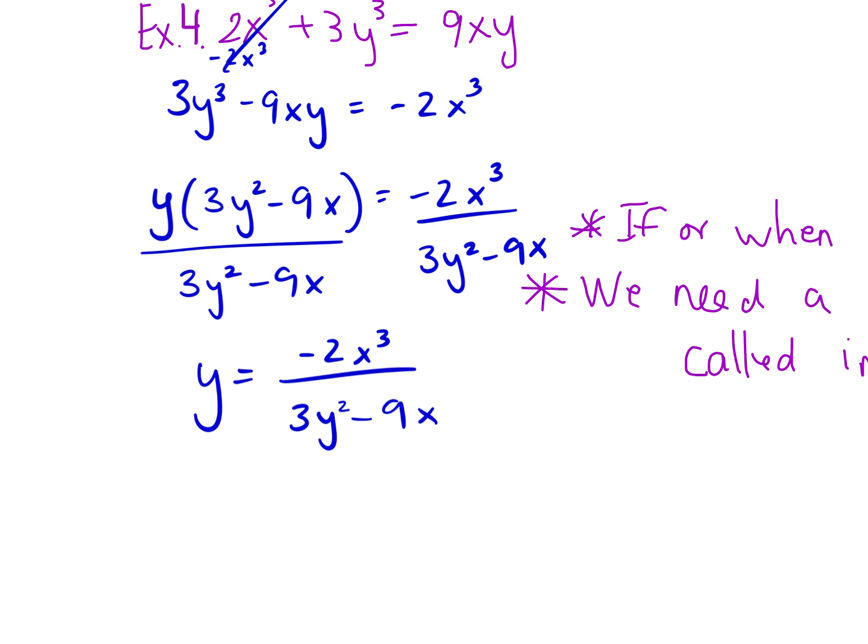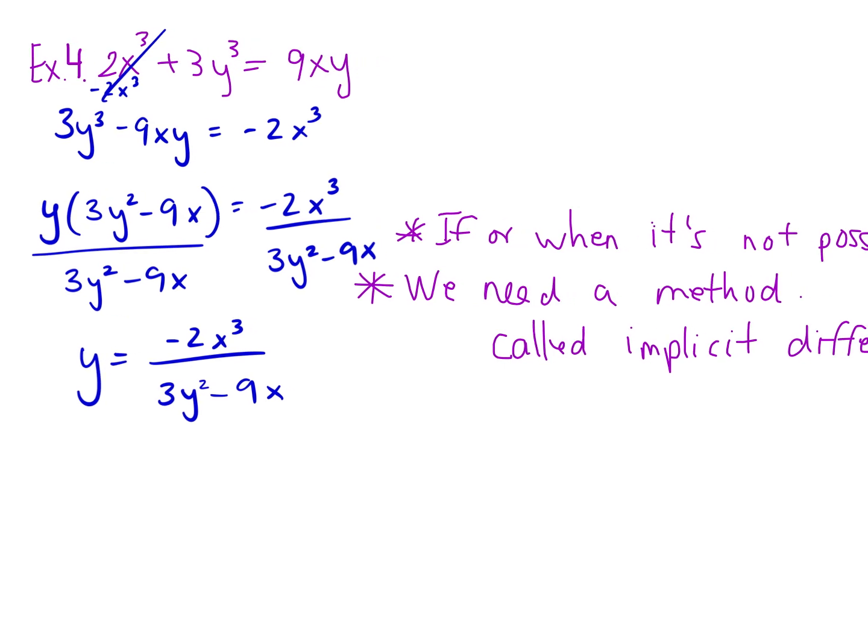Did I get the y all by itself? All the y's all by itself? No, I still have a y on both sides of my equation. Is it possible to just get a solo y on one side here? In this question, it's not possible.